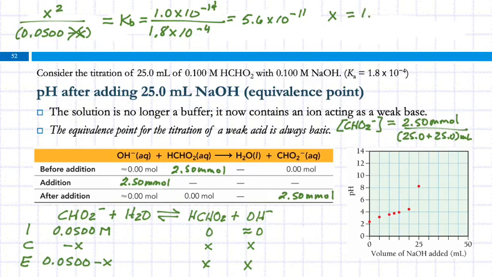X is 1.67 times 10 to the minus 6. But what does x represent? Is it the hydrogen ion? No, it's the hydroxide ion. This is the hydroxide ion concentration. We want the pH. So we can calculate the pOH and subtract that from 14. It was 5.78. The pH is 8.22.